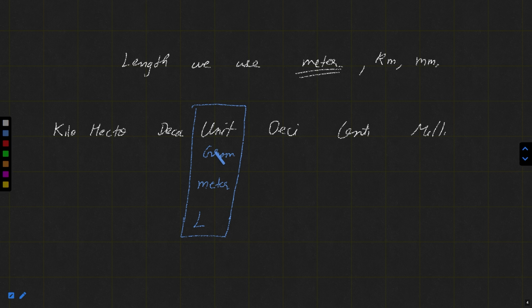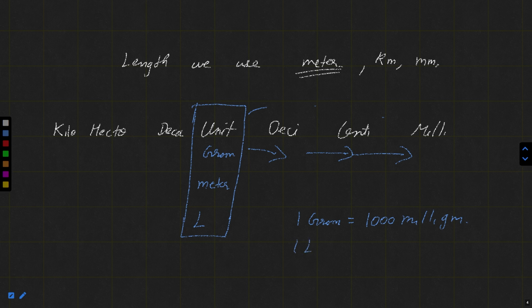Okay, now how do we convert? It is quite easy. If you move towards the right from the base unit column, for example, 1 gram has how many milligrams? You see how many steps you take until you reach milligram. So here 1, 2 and 3. So it is 1000 milligrams. Okay, I hope this is clear.